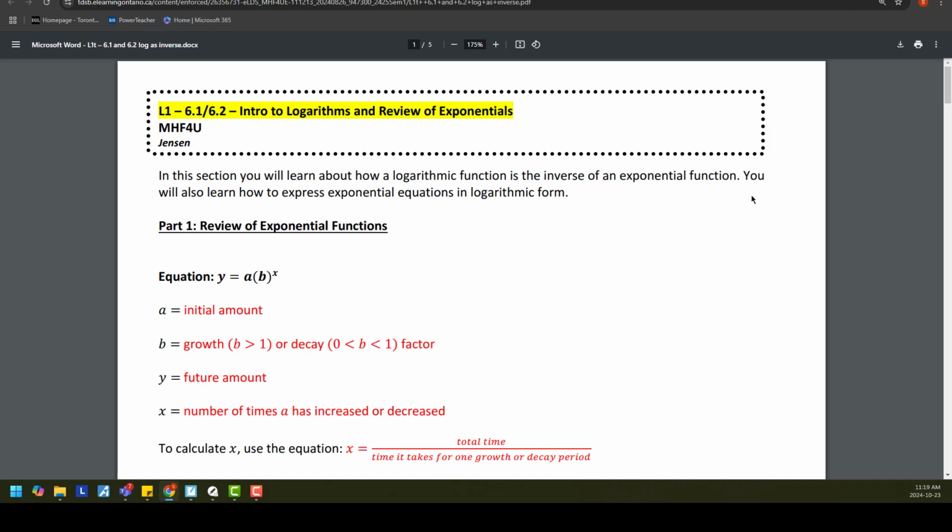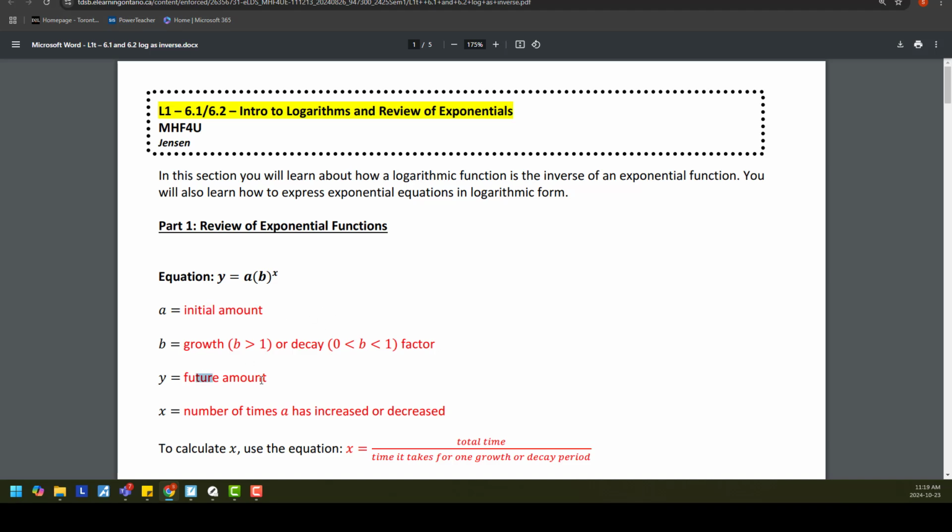Review of exponential functions. So from grade 11, hopefully you remember the exponential functions. Pretty basic stuff. y equals a times b to the power of x, and b is kind of your base number. It can either be a growth or a decay factor. If b is greater than 1, then it's growing. If b is between 0 and 1, such as a fraction or a decimal, then it's decaying and getting smaller and smaller over time.